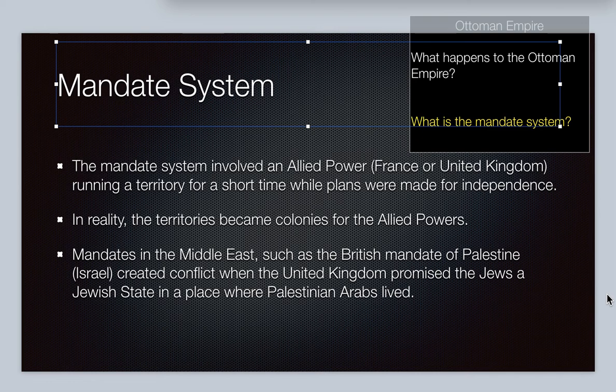So I would think that you need the first and second bullet points here. The third bullet point is just an example of what happened with the mandate system in the Middle East. The British had a mandate of Palestine, which is the area today known as Israel. And they created a lot of conflict because the United Kingdom promised the Jews a Jewish state in the exact same place where the Palestinian Arabs lived. So there was quite a bit of conflict that happens in this area from the 1940s on to today.